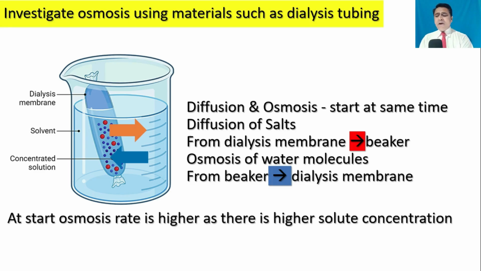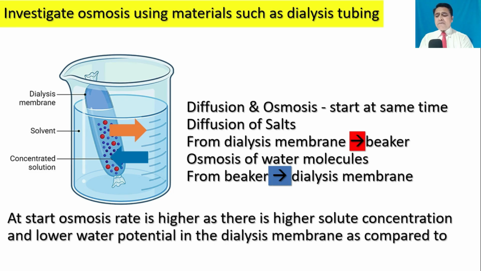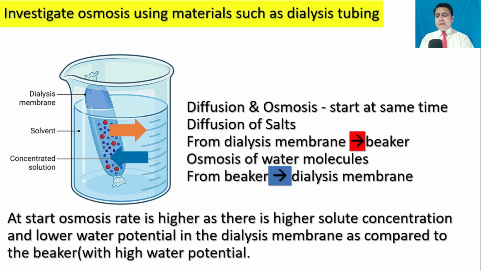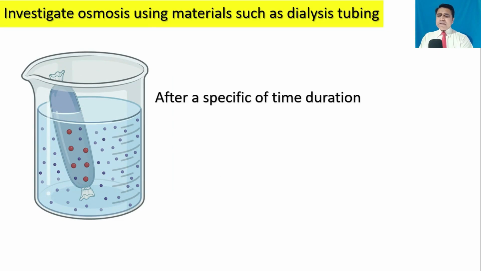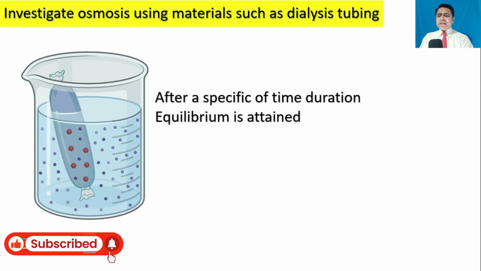At the start, the osmosis rate is higher, as there is a higher solute concentration and lower water potential in the dialysis membrane as compared to the beaker, where there is higher water potential. After a specific time duration, equilibrium is attained.